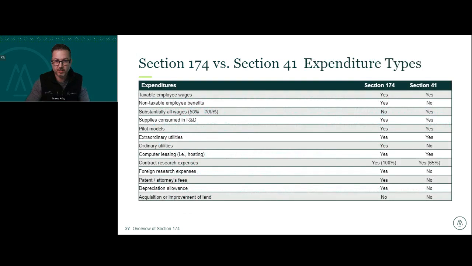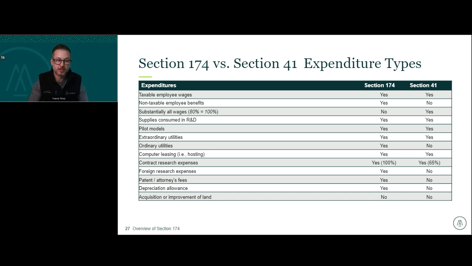Moving on to the next slide is this table that I talked about. The goal here is to illustrate some common costs usually incurred by a company performing any type of research, and the proper treatment of those costs under 174 and 41. As you can see, there are a lot of areas of difference, but also a lot of areas of overlap. Looking through the wage expenses, for the R&D credit you would take box 1 W-2 wages only, the taxable employee wages, on this first line.